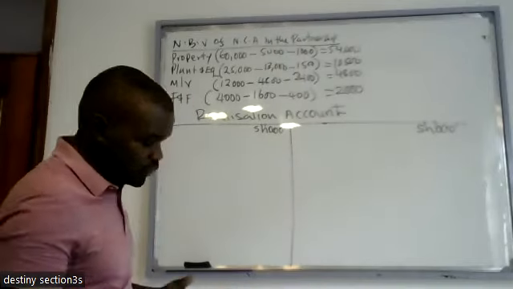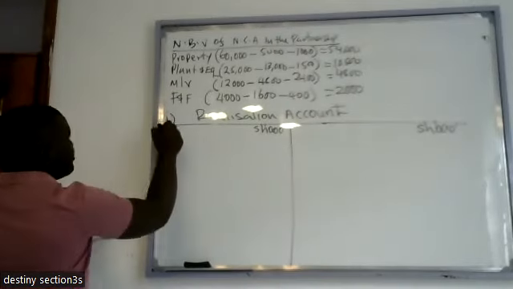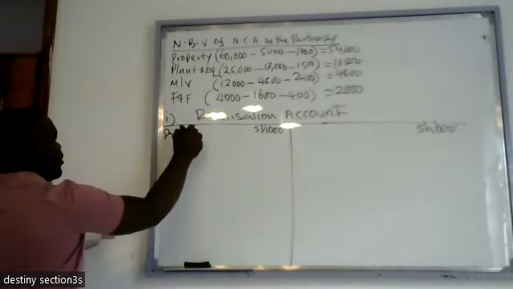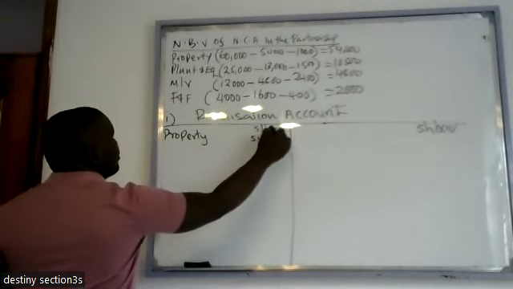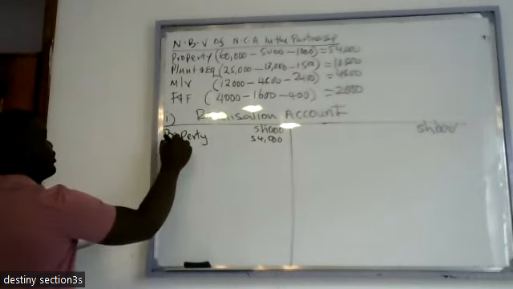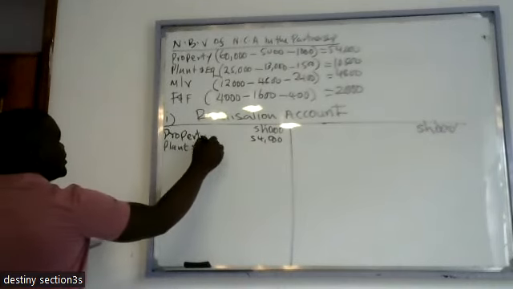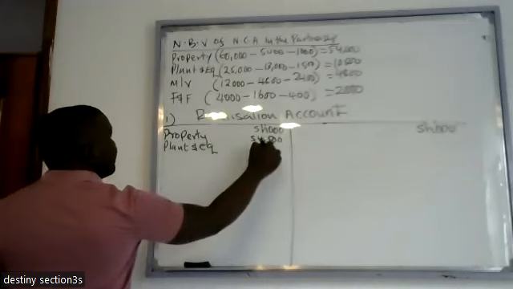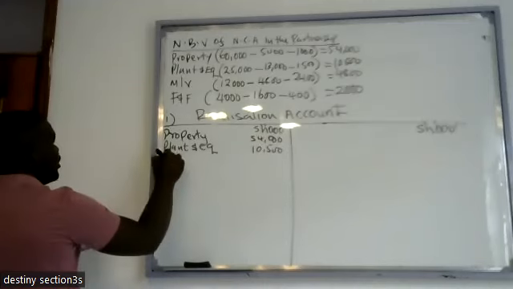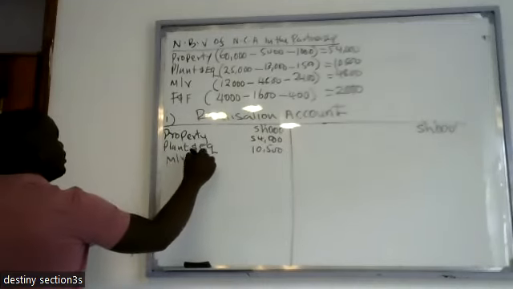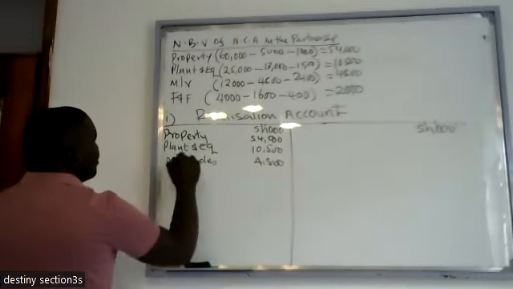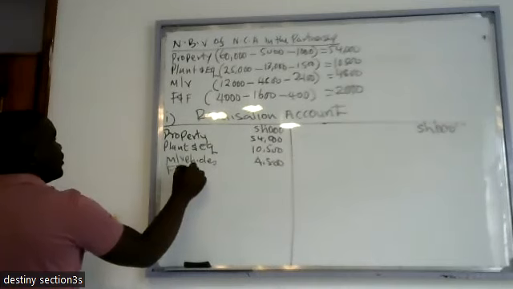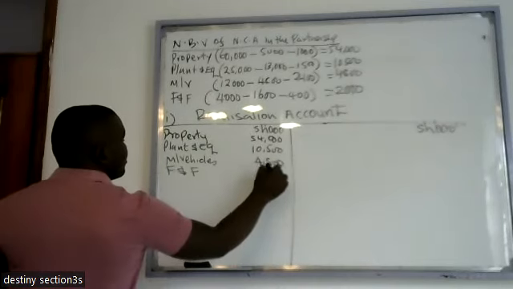So there we go. So the assets, property at book value 54. Plant and equipment 10.5. Motor vehicles 48. F&F 2,000.